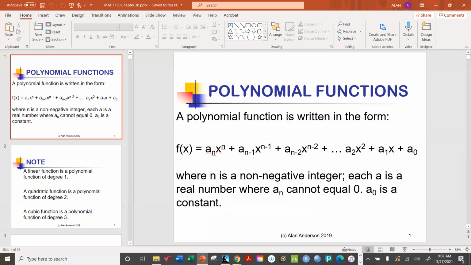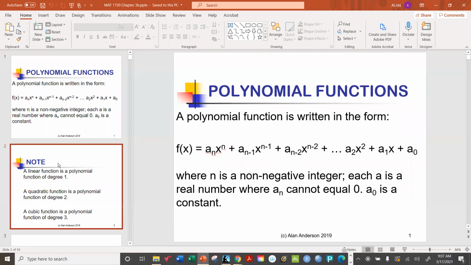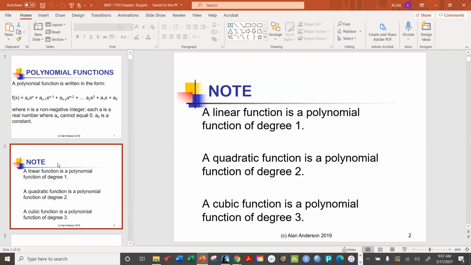So you'll notice that the way it's written, the exponents start with n, and they work their way down, n minus 1, n minus 2. Down here, the exponent for x is actually 1, and then 0 here. The coefficient is labeled accordingly. And so each function that you'll encounter is a special case of this particular expression. In other words, a linear function is a polynomial of degree 1. That would be this one.